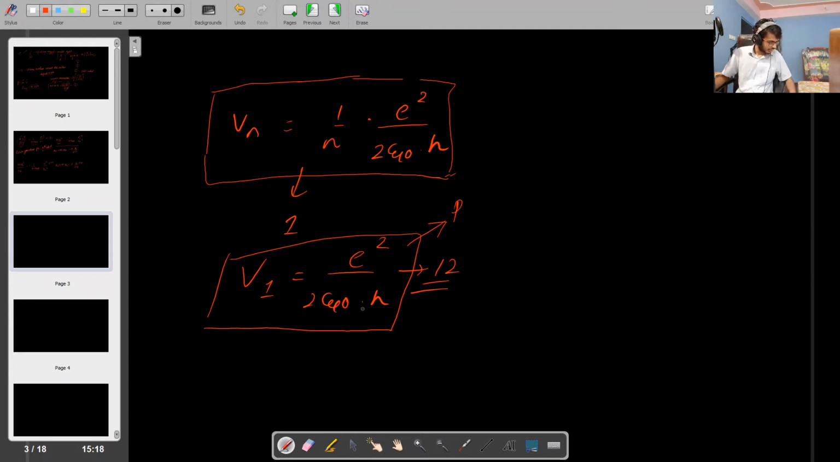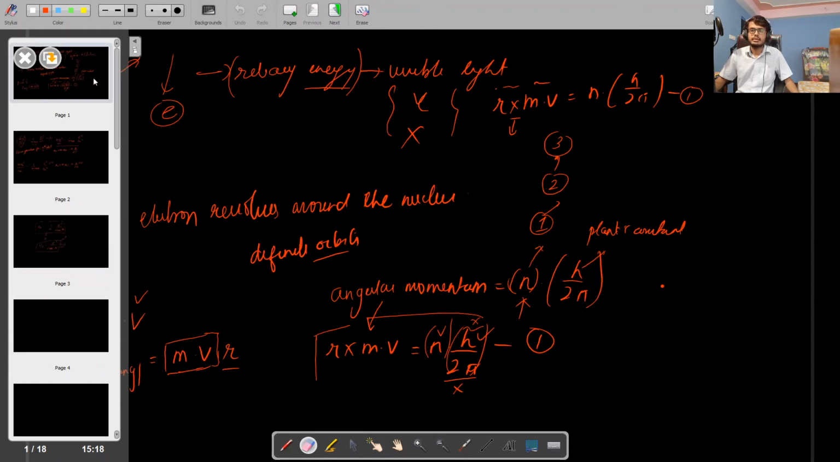Where was that equation? mvn into Rn. We had one equation somewhere here. Where is that?